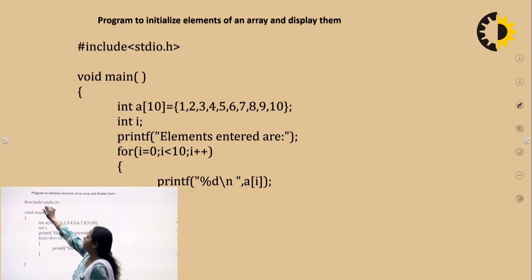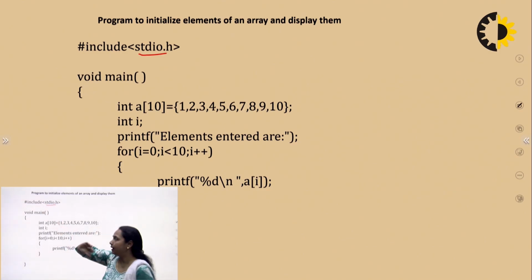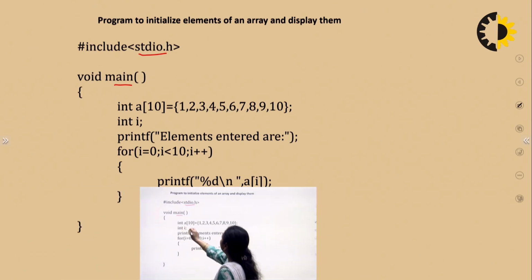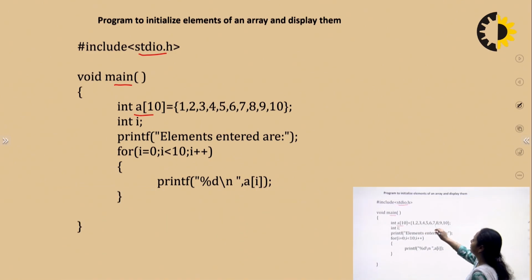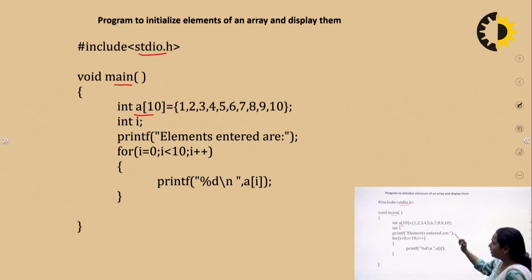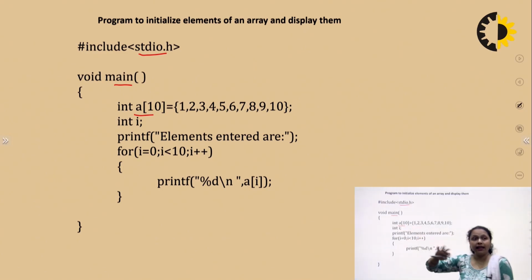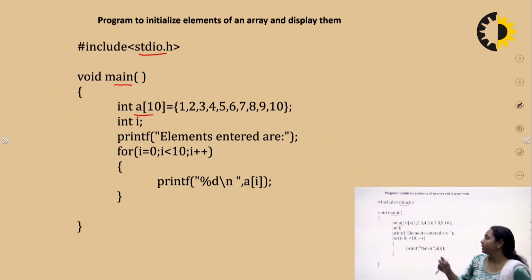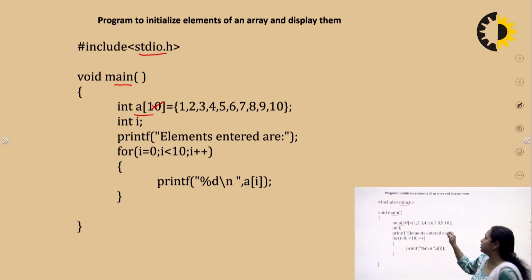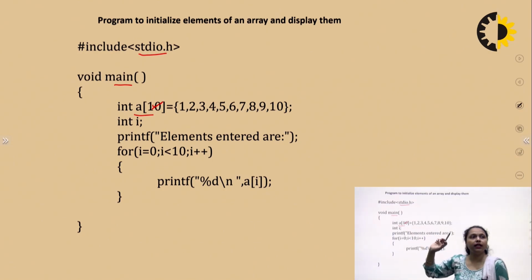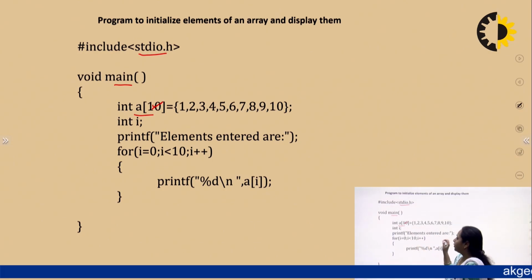So first of all, the header files are there, and now within the main function, you are initializing an array A[10]. It means that the array has 10 different elements, and all those values are being stored in the array. Now, one by one, you will print the elements of the array.